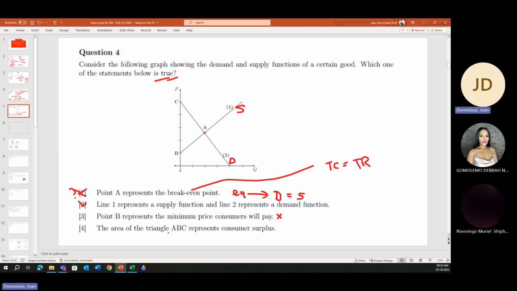The area of triangle ABC represents consumer surplus, and again, not that whole part. Only half of that represents consumer surplus. So definitely not the total part. So that's why 4 is also wrong.